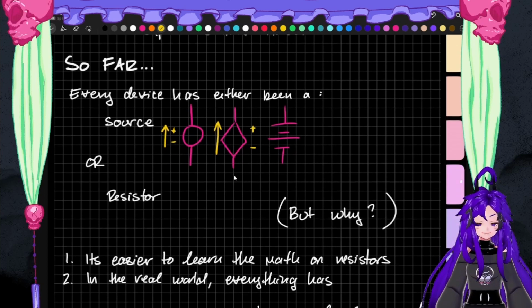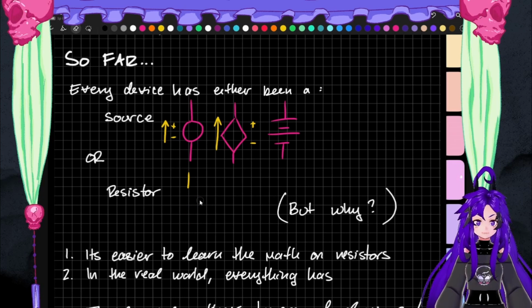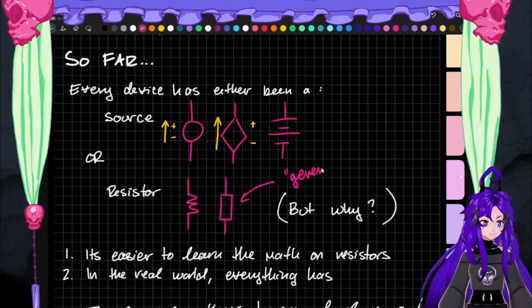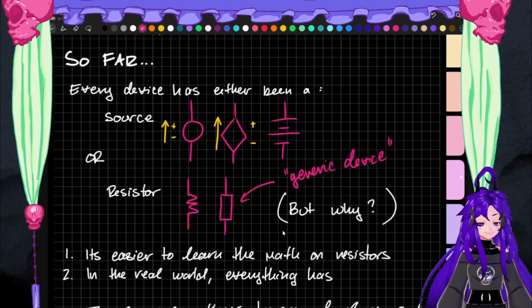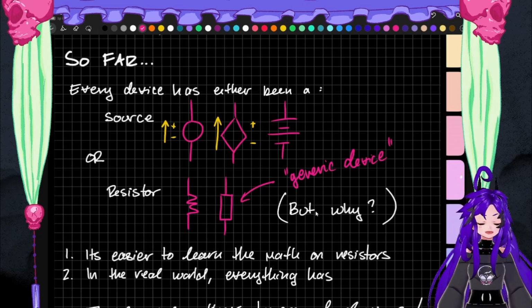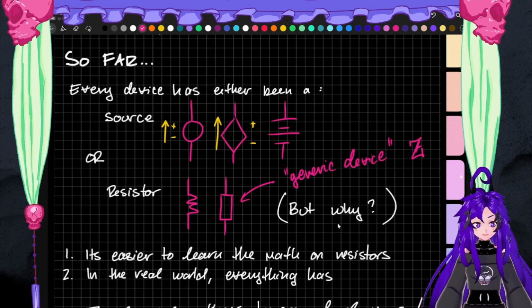But other than sources, we've had resistors, right? Just these guys. Let's use consistent colors. There we go. These guys. Or sometimes I represent them as these guys, because frankly, this is a generic device. And I was hoping that would kind of prime us to being, okay, there's other devices, and those can also have some impedance, right? So we'll get there.